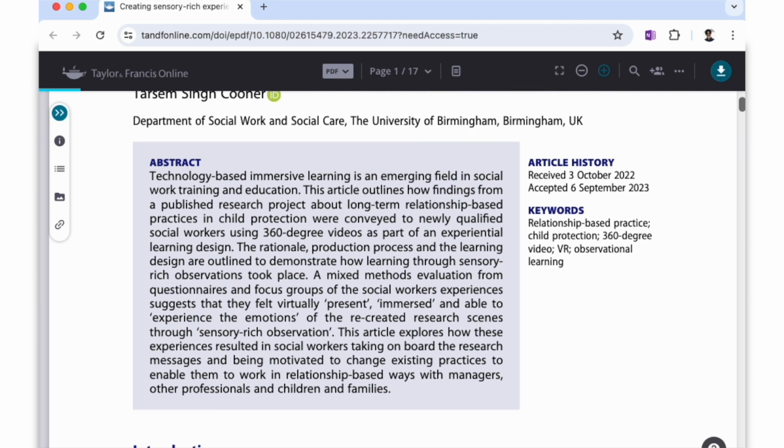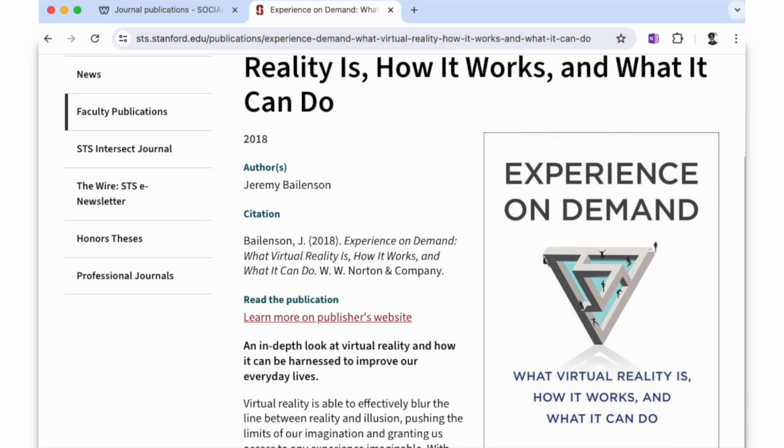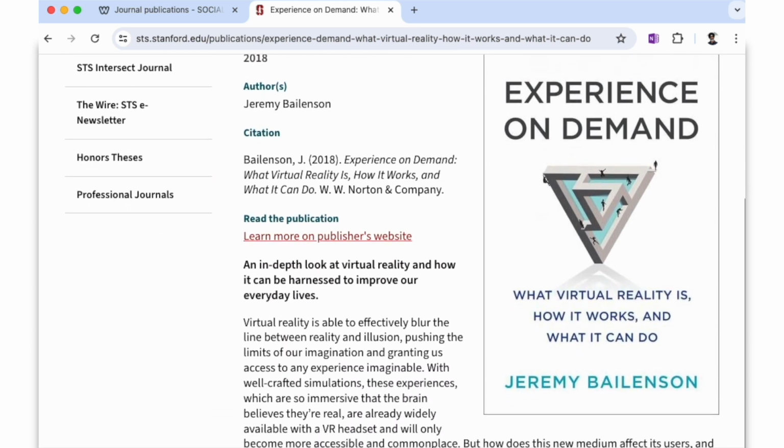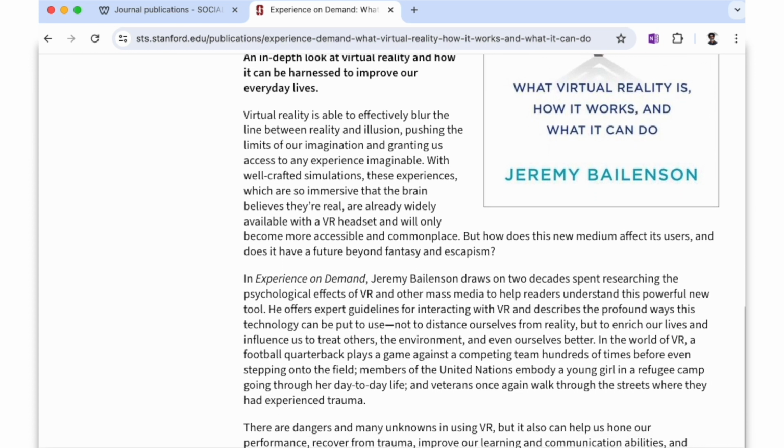Also, there's a great book by Jeremy Bailenson who points out that using immersive media like 360-degree films creates a powerful sense of presence for those who use the headsets. Bailenson's book is called Experience on Demand, and I've also put a link to the book in the section below. I would really encourage you to read my paper and this book before jumping into any 360-degree video film development.